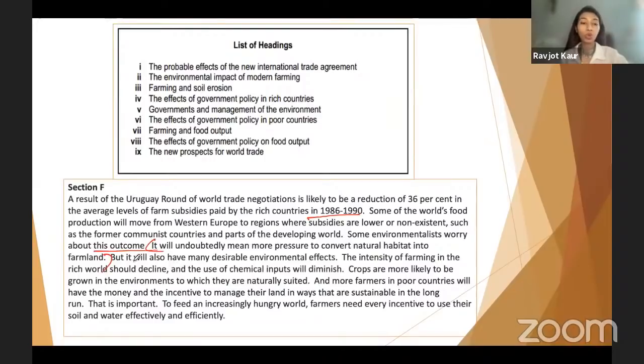But it will also have many desirable environmental effects. The intensity of farming in the rich world should decline, and the use of chemical inputs will diminish. Crops are more likely to be grown in the environment to which they are naturally suited, and more farmers in poor countries will have the money. So what do you think they're talking about? They're talking about the farming, and they're talking about the effects as well. To feed an increasingly hungry world, farmers need every incentive to use their soil and water effectively and efficiently.